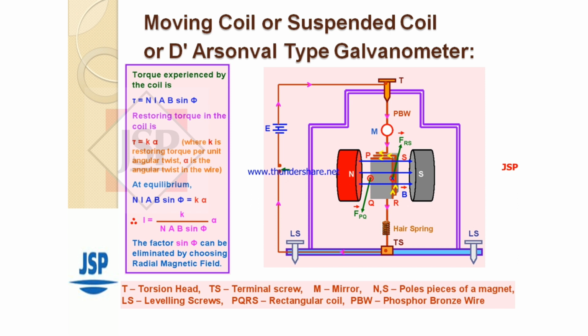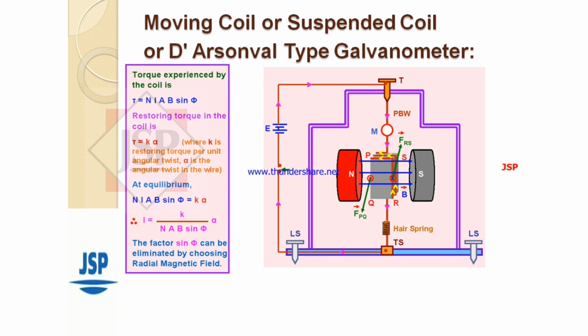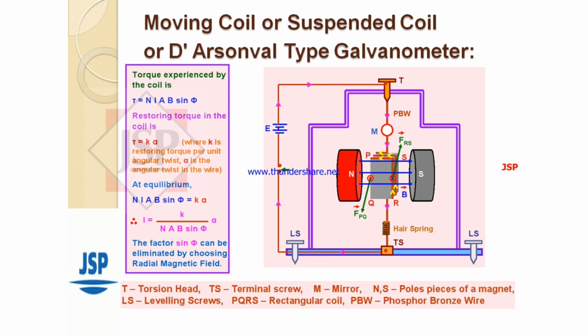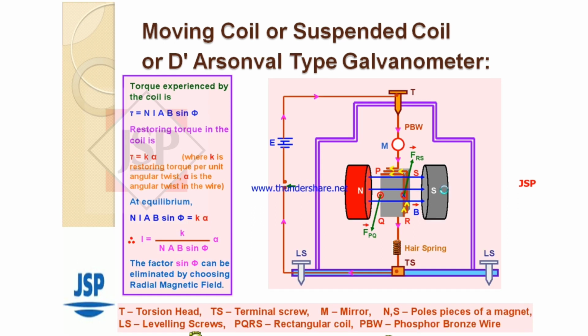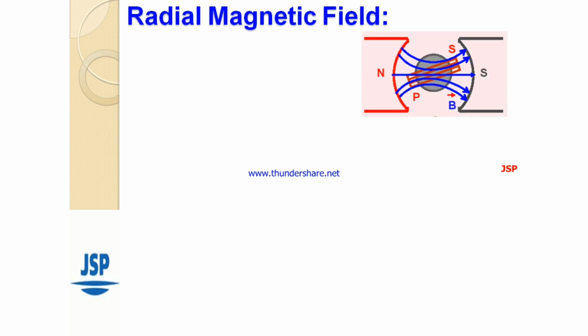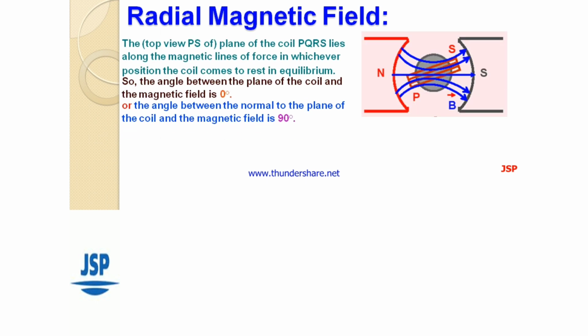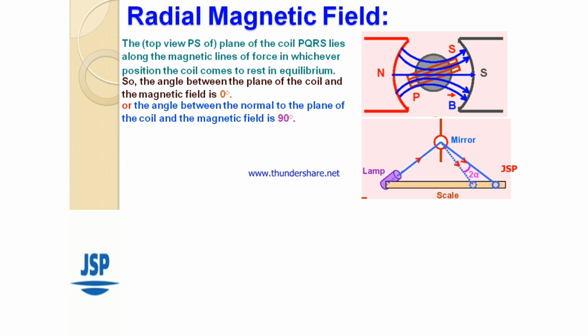Moving coil or suspended coil or Weston type galvanometer. Torque experienced by the coil is tau equal to N I A B sin phi. Restoring torque in the coil is tau equal to K alpha, where K is the restoring torque per unit angular twist, alpha is the angular twist in the wire. At equilibrium, N I A B sin phi equal to K into alpha. Therefore, I equal to K divided by N A B sin phi, into alpha. The factor sin phi can be eliminated by choosing a radial magnetic field.